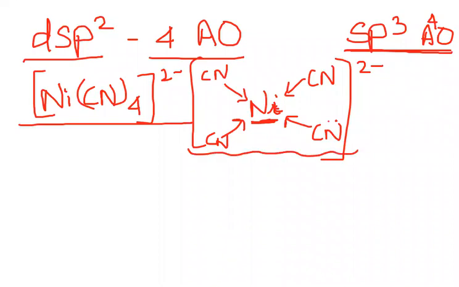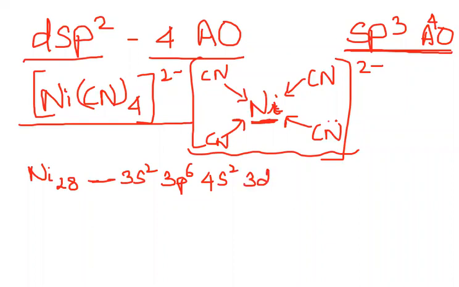Now, what about the hybridization state? If you want to really understand, then you have to know that nickel has an atomic number of 28. If you write down its electronic configuration, it will go as 1s2, 2s2, 2p6, then 3s2, then 3p6, then 4s2, and of course you have the 3d8.